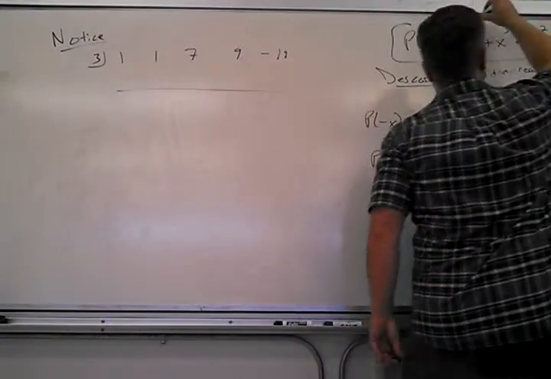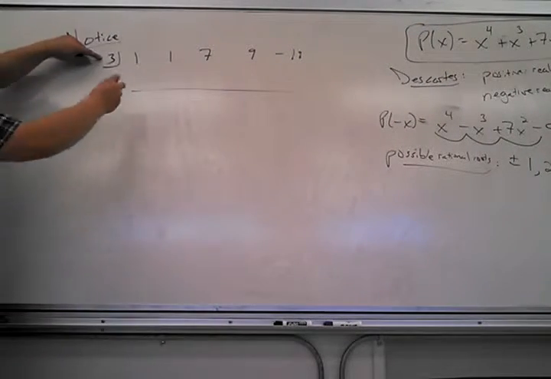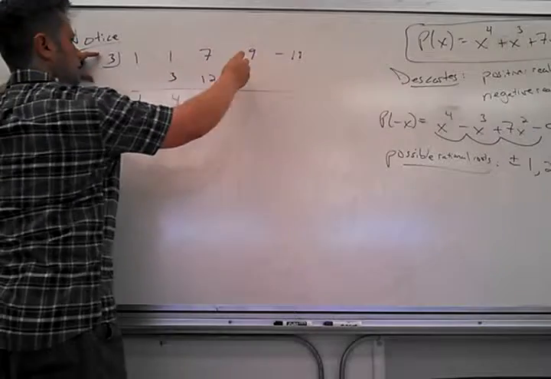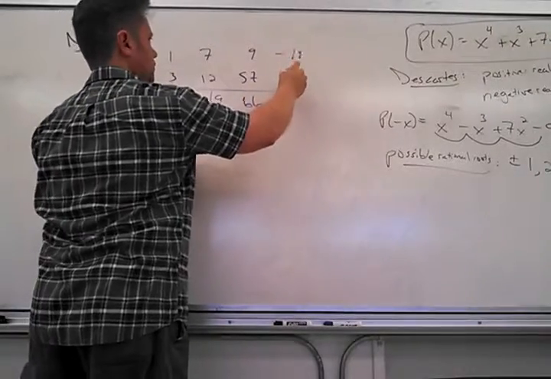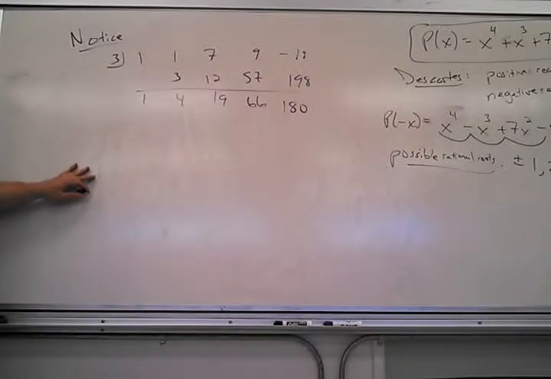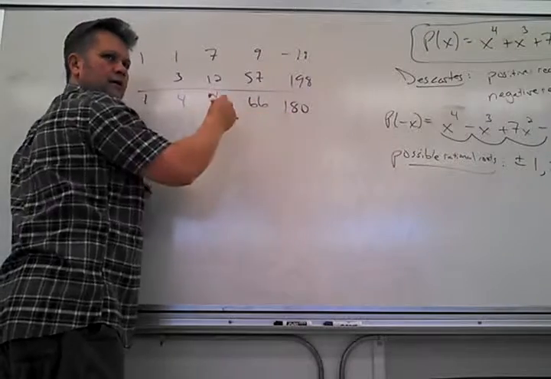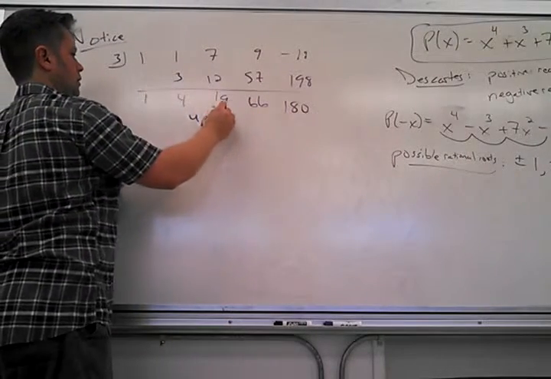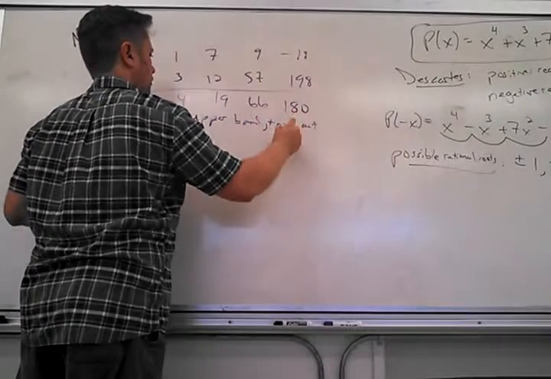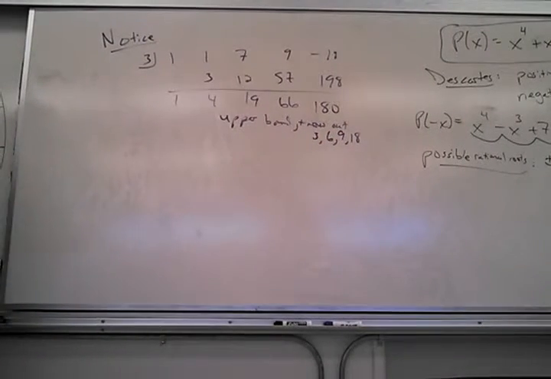This is our polynomial, right? Look, notice if I divide by 3. Oh, what's that? That's 198. Positive, that's an upper bound. Beautiful, right? So I know that 3 is not an answer, damn, but it is an upper bound. Which means I can throw out 3, 6, 9, 18, those will not work.